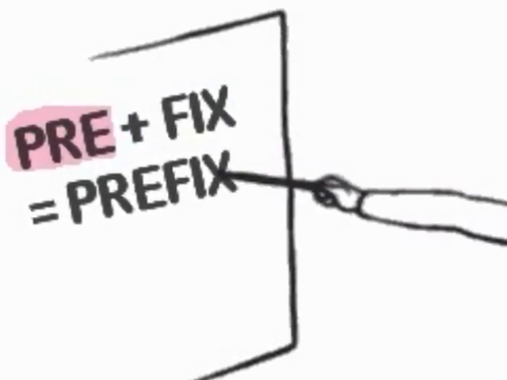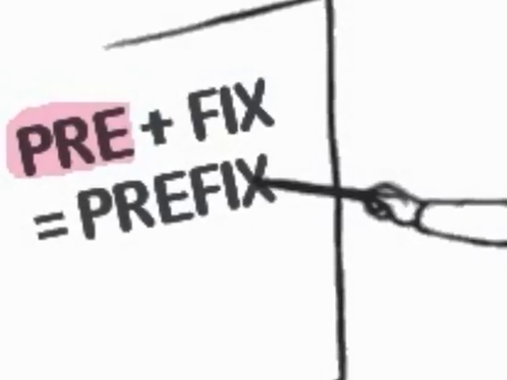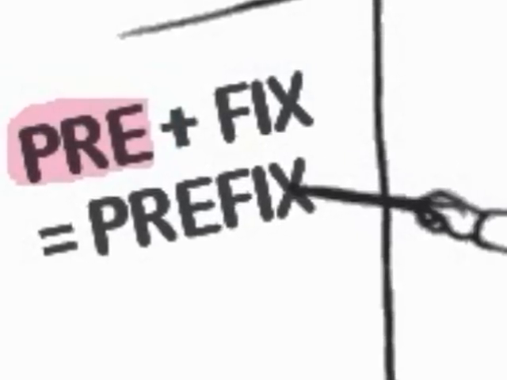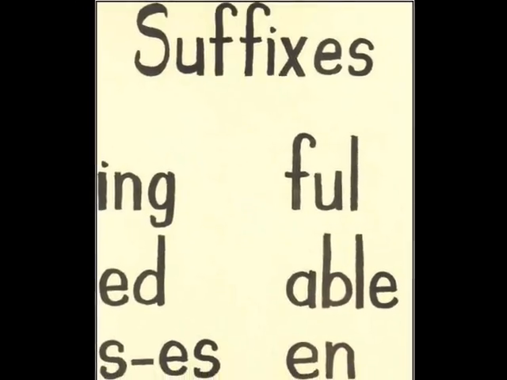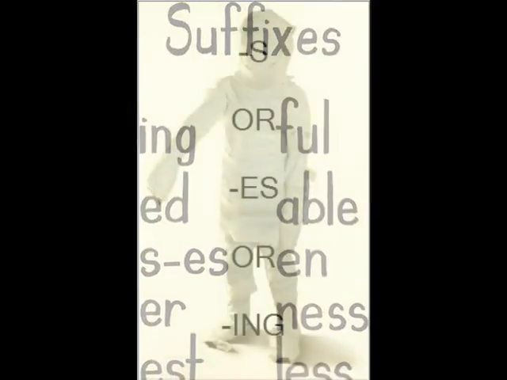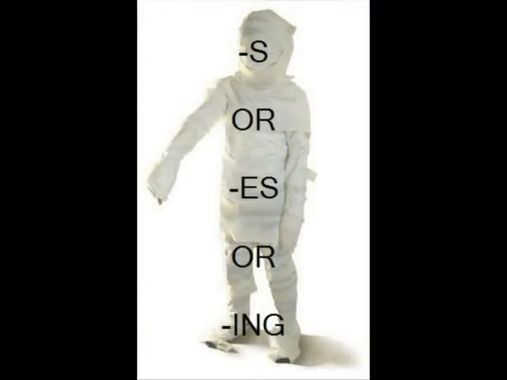Bound morphemes are also called affixes, which refers to either a prefix or a suffix. Affixes can be either inflectional or derivational. Inflectional morphemes add to a word without changing the part of speech. So this would be like adding an s or an es to the end of a word to make it plural, or adding ing to the end of a verb to show the tense.